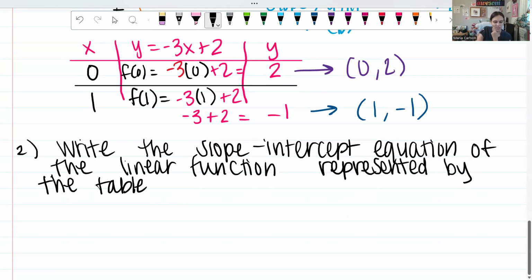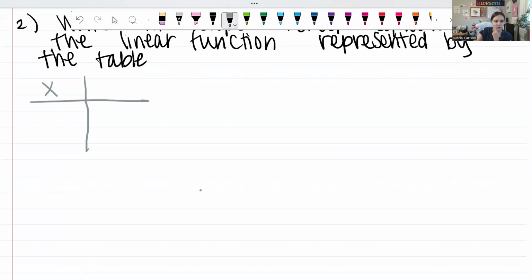All right, so here is my table. We have x and y values. Our x values are 1, 3, 5, and 7. And our y values: when x is 1, y is -3. When x is 3, y is 3. When x is 5, y is 9. And when x is 7, y is 15.